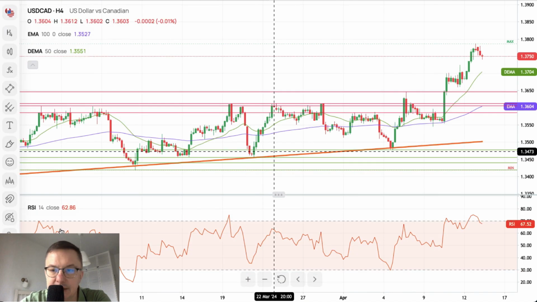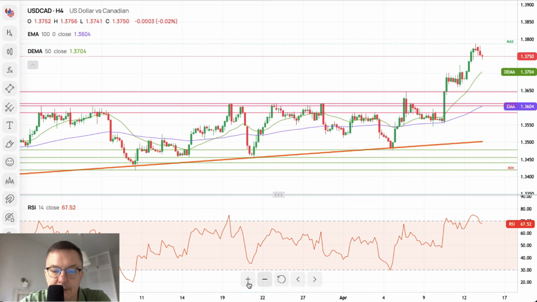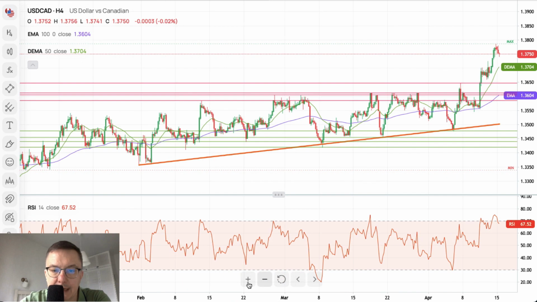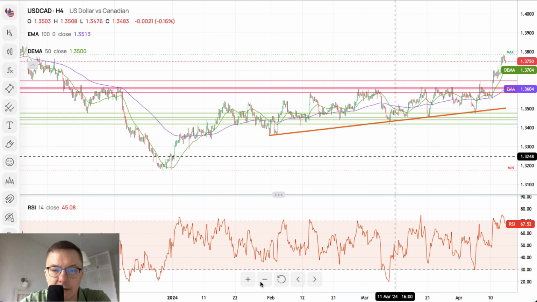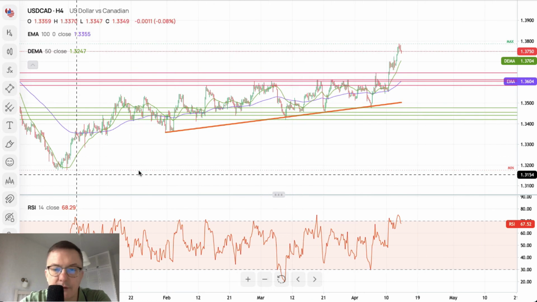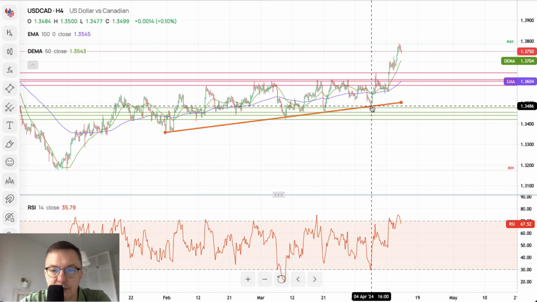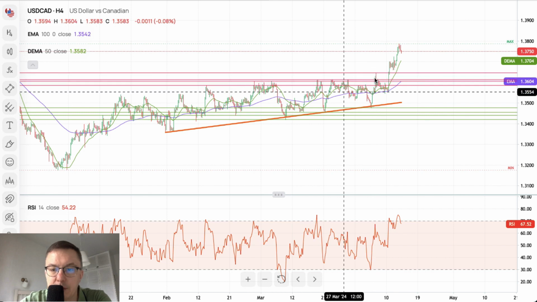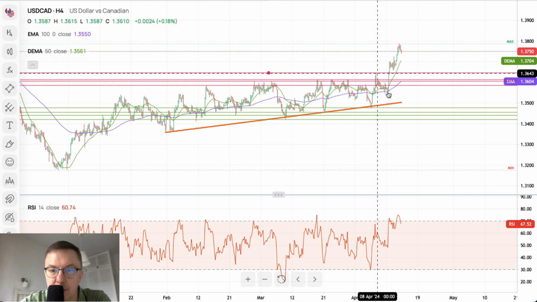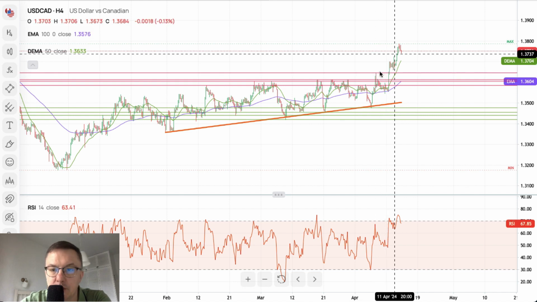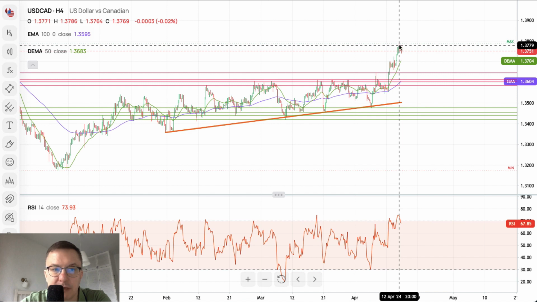Let's take a look at the Canadian dollar, because we got some data releases overnight, and then we got some data releases later on during the New York session. What do we have here? A very nice technical line that keeps producing support for the market. We bounced recently from the 100 periods moving average, broke above the swing high at 1.3592.